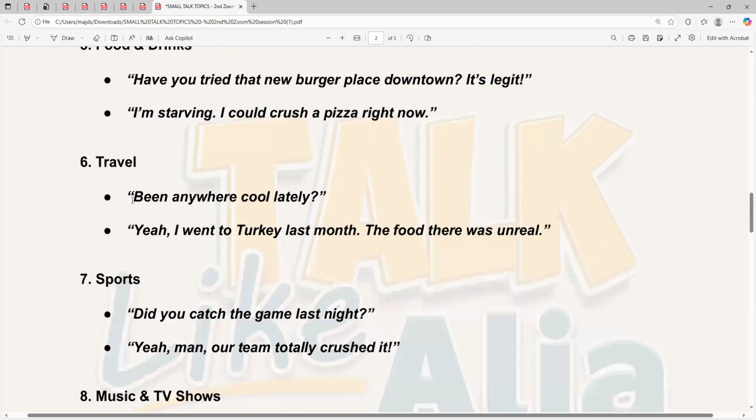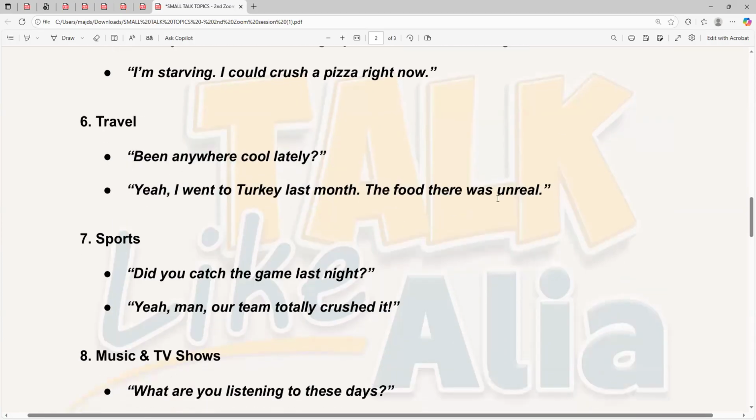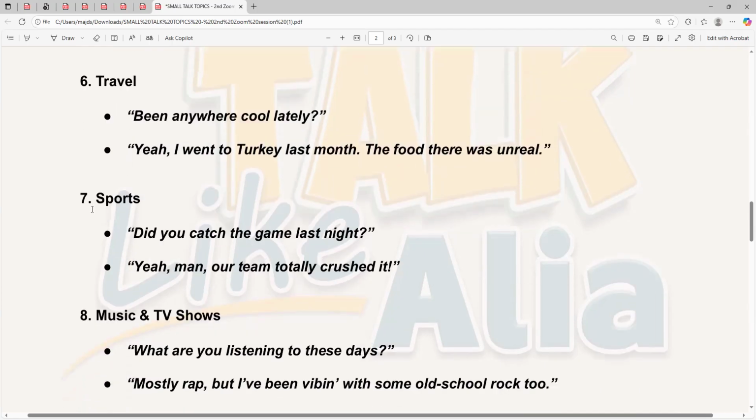When it comes to travel: been anywhere cool lately? Yeah, I went to Turkey last month. The food there was unreal. Here, it doesn't mean they were eating something unreal, but you use unreal like, oh my God, it's like from dreamland. It's like the taste is super amazing. You see, these are the phrases that we do use.